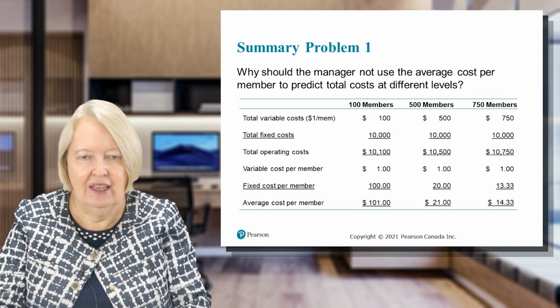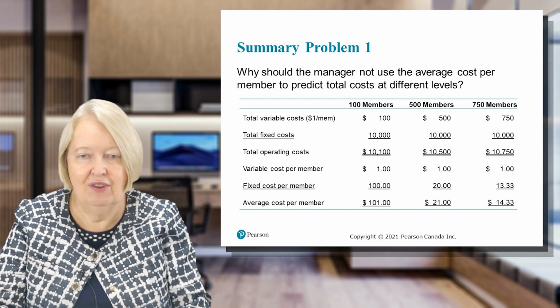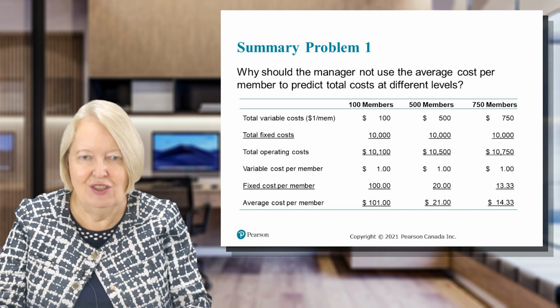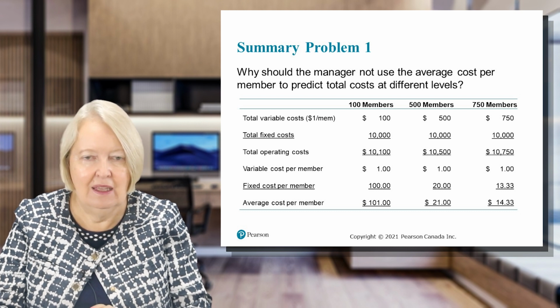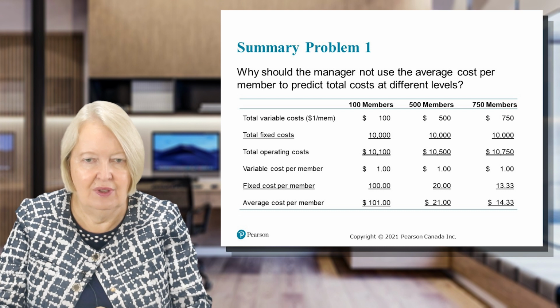So it looks like it's not profitable at 100 members, where the average cost is coming out at $101, whereas at 750 members, it's $14.33. So that's really not giving you an accurate portrayal of the actual cost structure, because your fixed costs remain fixed. It's the variable costs you need to be concerned with. So this is presenting a bit of a distorted view of your cost structure.